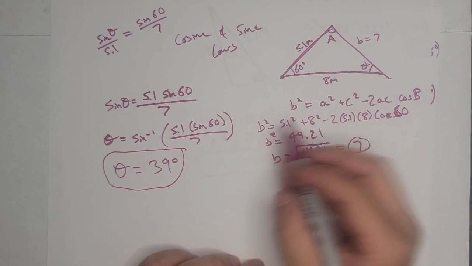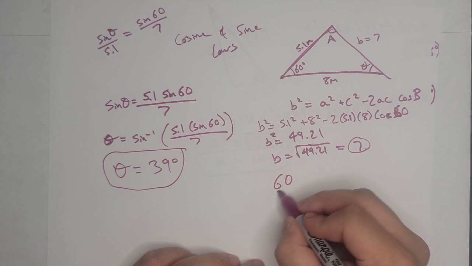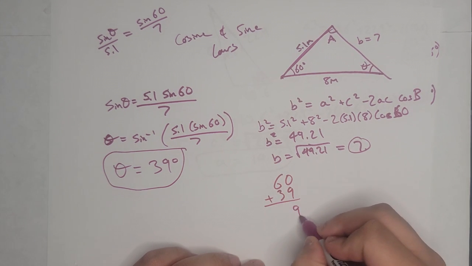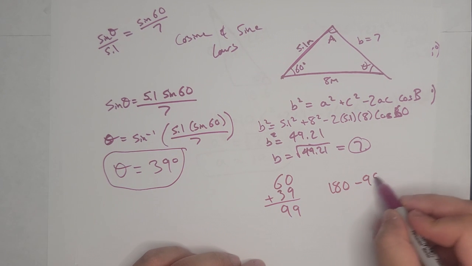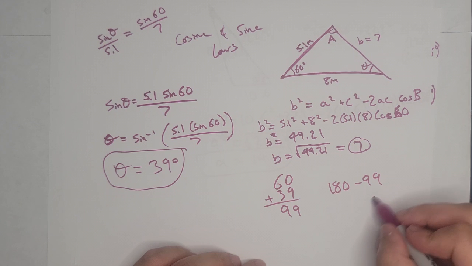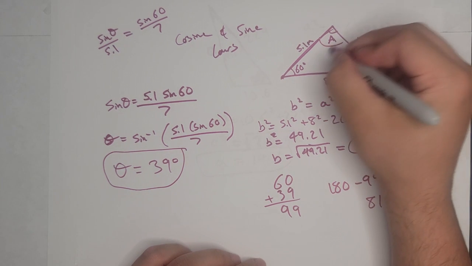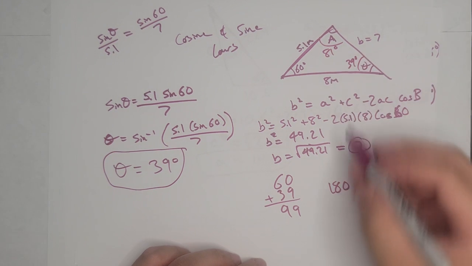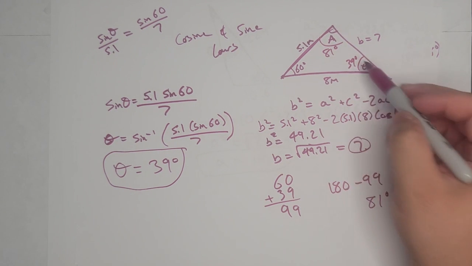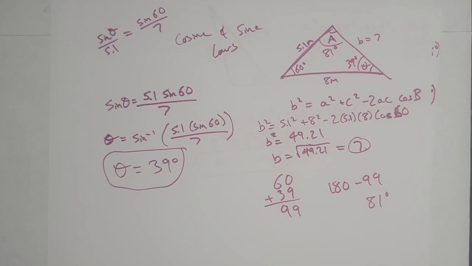And you could even add this to 60. 180 minus 99 should give you 81 degrees. That's going to be this, using the logic that the angles will add up to 180.